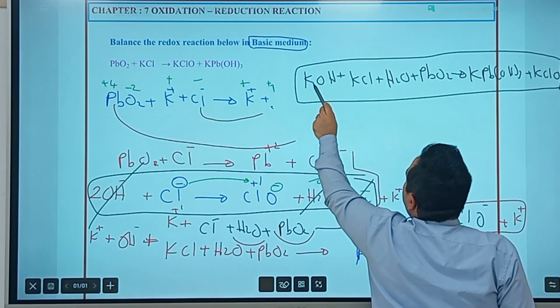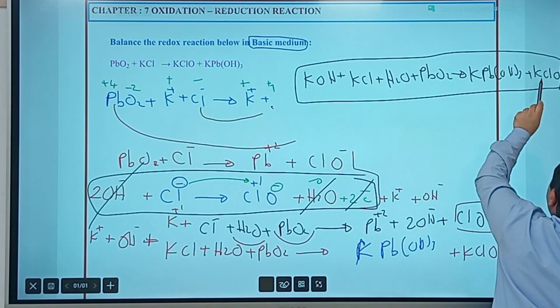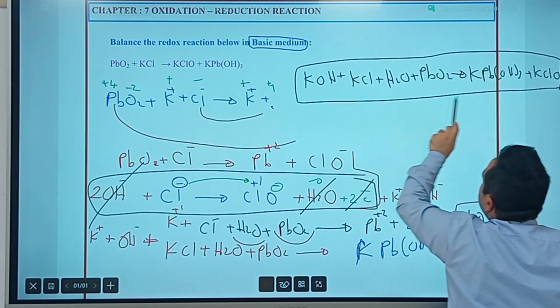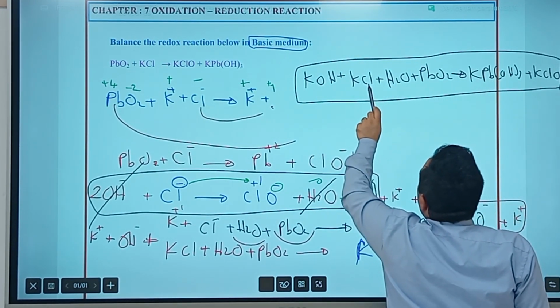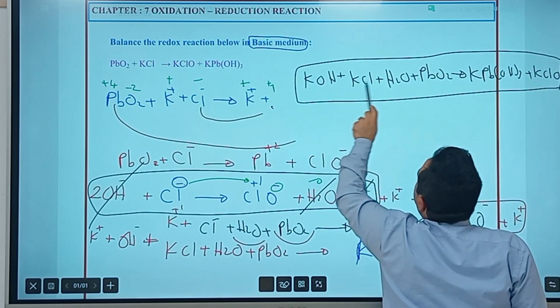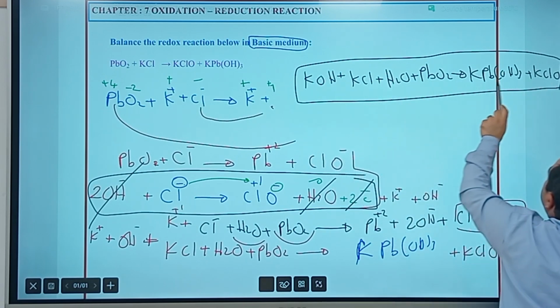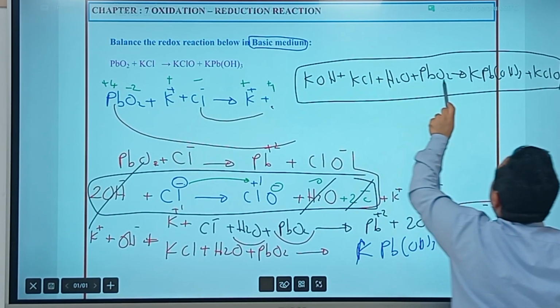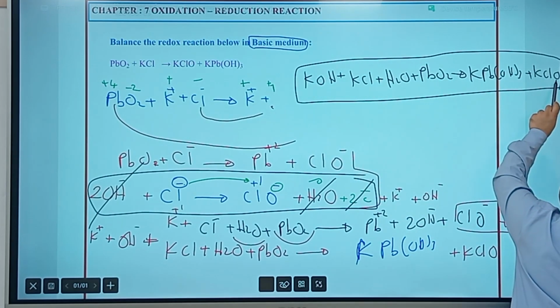How many K in the reactant? 1 and 2. How many K in the product? 1 and 2. Pb, 1 Pb, 1 Pb. Cl, 1 Cl, 1 Cl. Hydrogen 1, 3 hydrogen, 3 hydrogen. Oxygen 1, 2, 4, 3, 4.